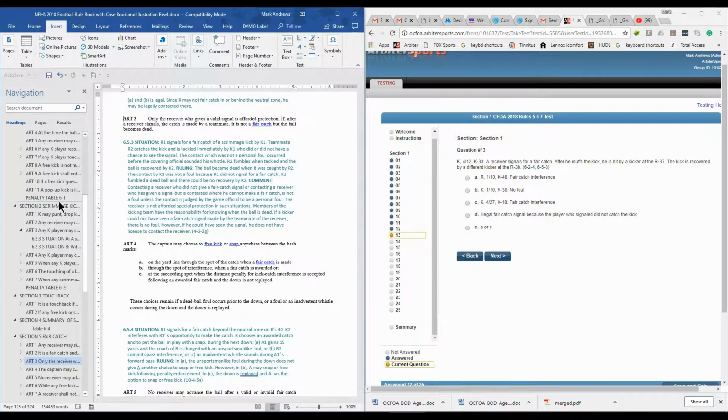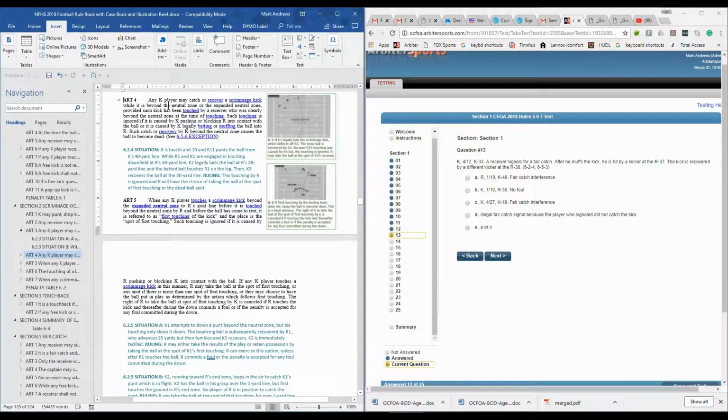If we go to 6-2-4, any K player may catch or recover a scrimmage kick while it is beyond the neutral zone or expanded neutral zone, provided such kick has been touched by a receiver who is clearly beyond the neutral zone at the time of touching. Okay, so there's a lot more here, but that's the essence of this question. So the answer to this is K, 1st and 10 at the R38, no foul.